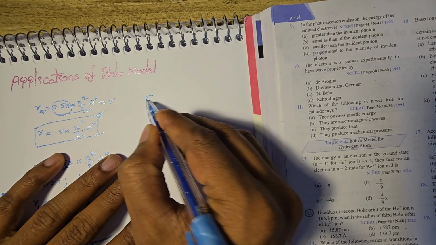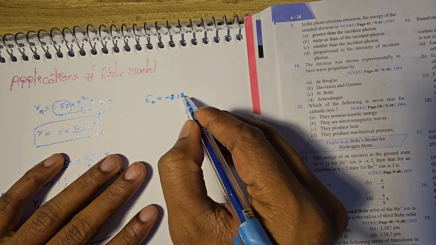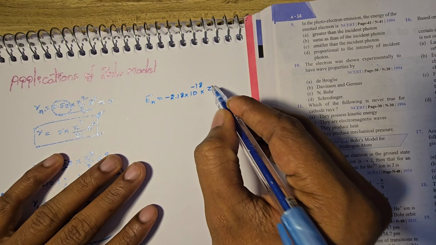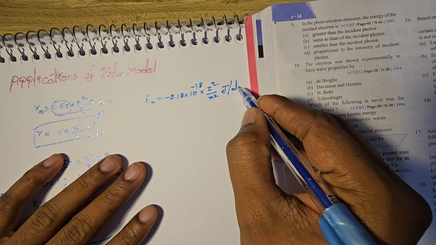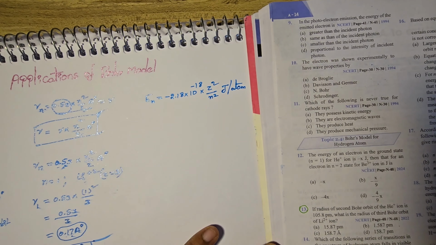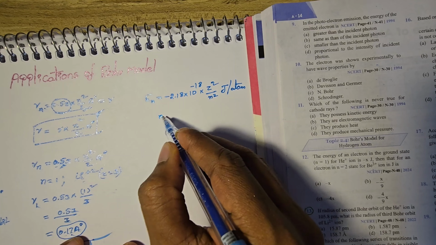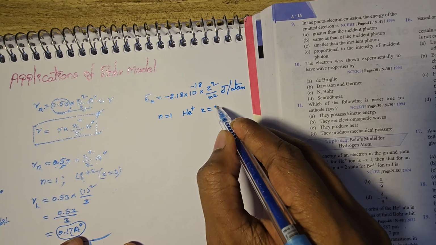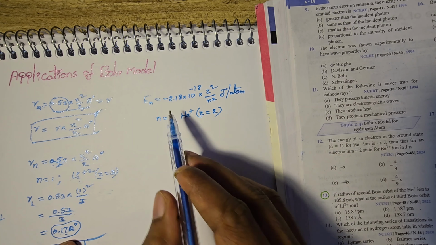Look at here the solution. Energy of the nth orbit formula. What is the formula? Minus 2.18 into 10 power minus 18 Z square by n square joules per atom. This is the formula. So what is the question? Helium plus is given, orbit number n is equal to 1 is given. Helium plus atomic number Z value is 2.